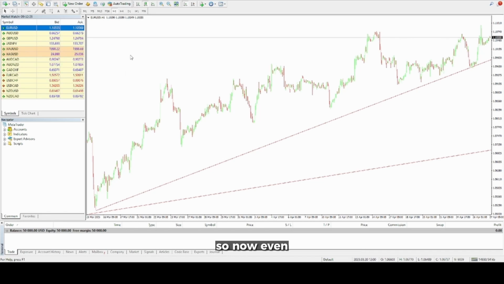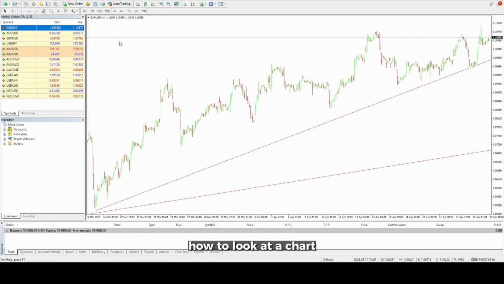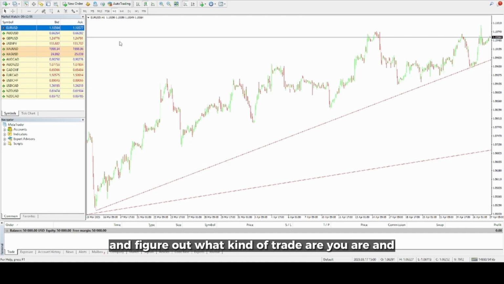So now, let's go even shorter. When it comes to entry, I want to go to a shorter time frame, like maybe 30 minutes, 15 minutes, sometimes even 5 minutes if I'm scalping. But again, the point of this video is to show you how to look at a chart, how to make a chart simple. The more indicators you have, the more mess you have on your chart, the more difficult it becomes to read it. Just look at the price. It's as simple as that. Which direction it's going, short term, medium term, long term, and figure out what kind of trader you are.